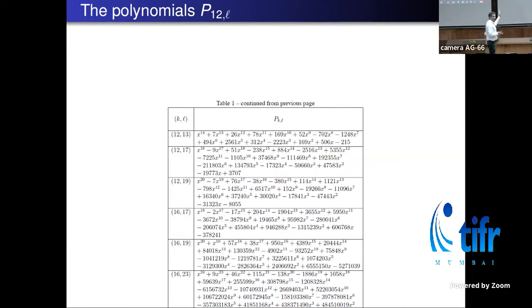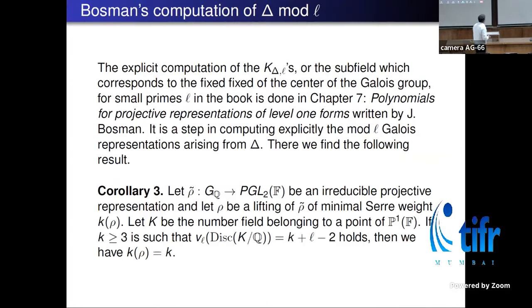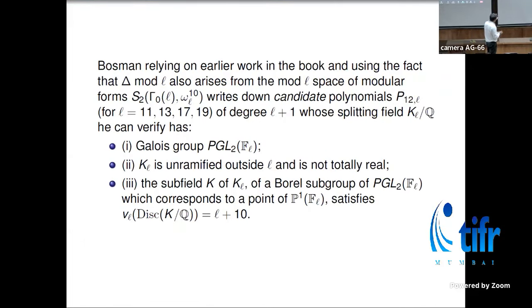They make the assertion that the splitting fields of these polynomials exactly give you K_Δ,L, or maybe the projectivized version, the K_Δ,L fixed by the center. To write down these polynomials, there was a lot of work. They used a lot of mathematics, Arakelov theory, and they also used the fact that Δ mod L is congruent to a weight 2 form, so you have the crutch of abelian varieties available.